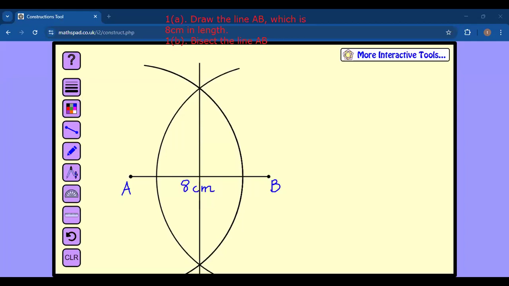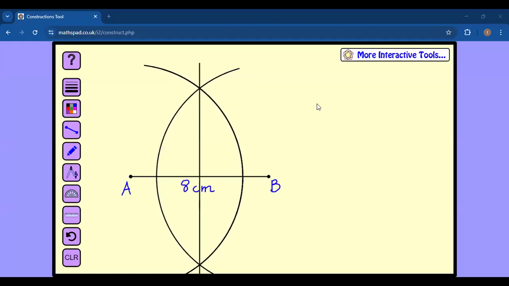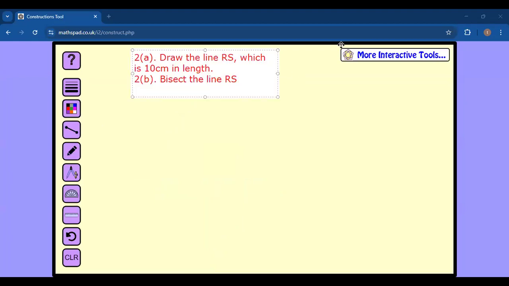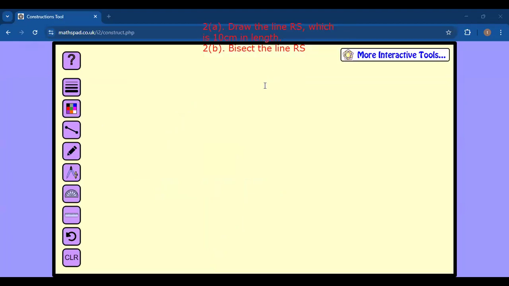Okay, so let me go stop sharing. Go ahead, your screen is frozen. My screen is frozen? Let me see it. Can you see it now? Yeah. Okay, good. So how long should this line be? How long should line RS be? 10 centimeters. Very good.